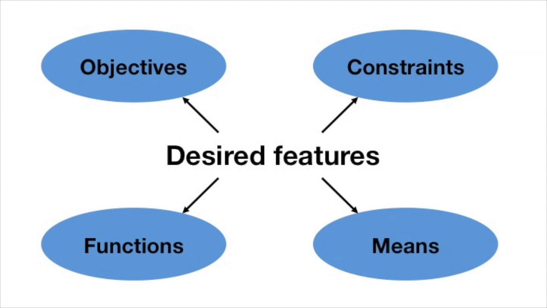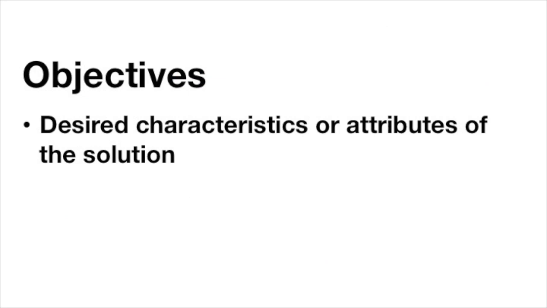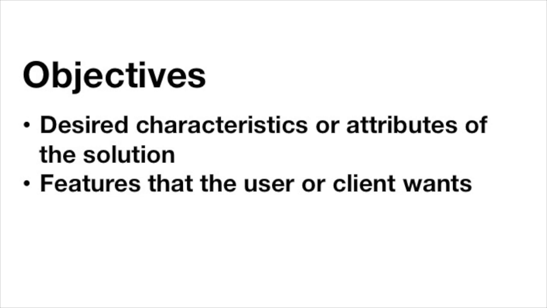Okay, so all the time is a little constraining, wouldn't you say? Mm-hmm. That's because safety is a constraint, and it's one of 4 desired features that you look for when you're designing a new product. The other 3 would be objectives, functions, and means. Let's define those 4 now. Objectives are desired characteristics or attributes of a solution. These are features that the users or the client wants.